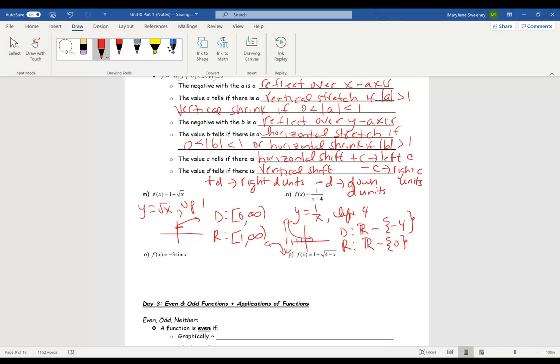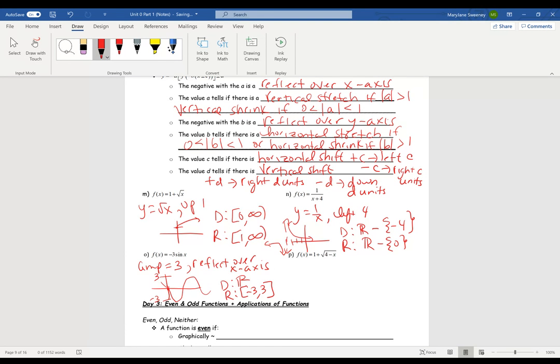-3 sine x. So this means there's an amplitude of 3 and a reflect over x-axis. So basically what it does is it starts down. Sine normally goes up, but because it's been reflected, it's going to go down. And here's 3, and here's -3. And remember, it does go infinitely. So domain is going to be all reals. Range is going to be from -3 to 3 because that's the amplitude.